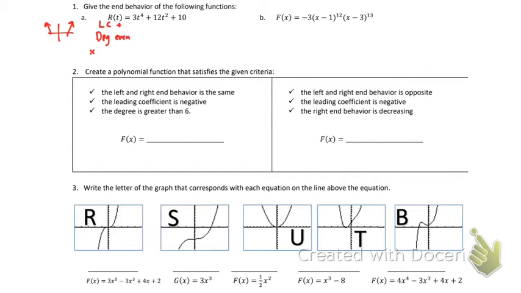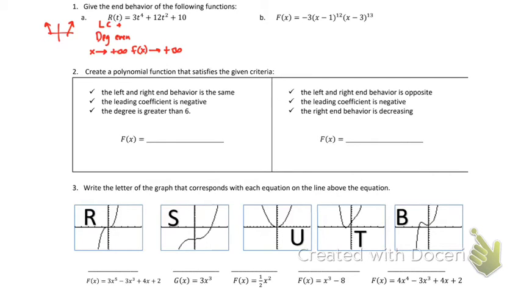So what's happening on my right side? My graph is going to the right forever and ever. That's positive infinity. As it goes to the right side, is it going up or down? It's going up, and it's going up forever and ever to positive infinity.